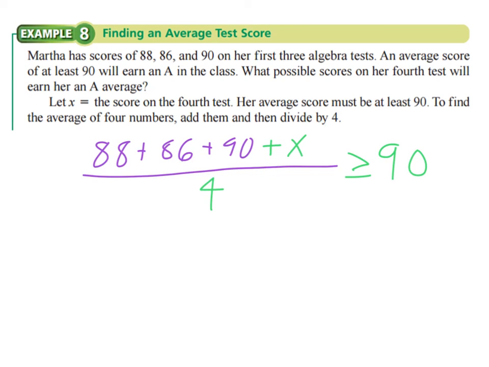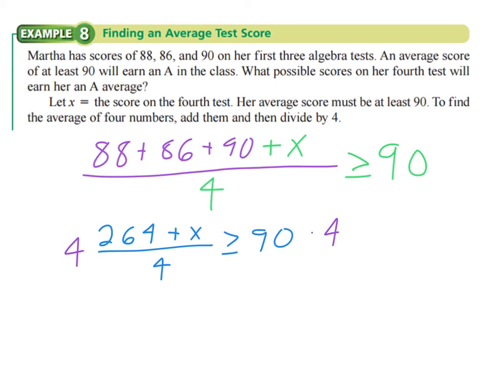We can begin by totaling the points that she has so far. So far Martha has earned 264 out of 300 points. Now at this point, what I would probably do would be to multiply both sides of this inequality by 4, multiplying by a positive number so that doesn't do anything to the inequality. When we do that, we get 264 plus x is greater than or equal to 360.